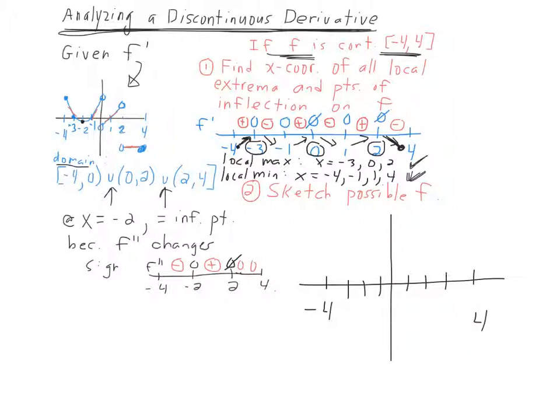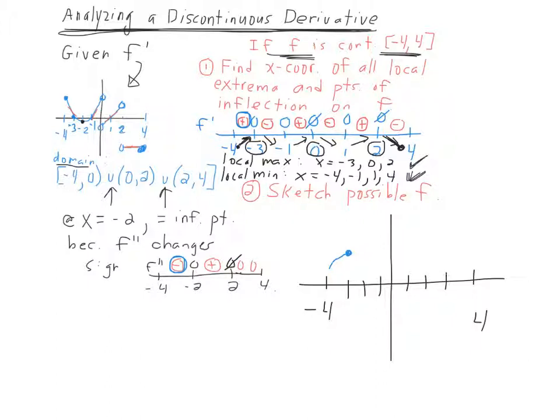The key is to try to plot as many points as you can, to just take it one step at a time. So let's first look between -4 and -3. Between -4 and -3 up here in our first derivative, we know it has to be increasing, and down here we know it has to be concave down. We also know that at -3 we need to have a local max. So it has to be increasing and bent downward. So it might look something like that.